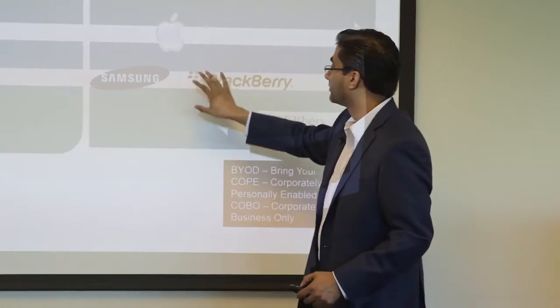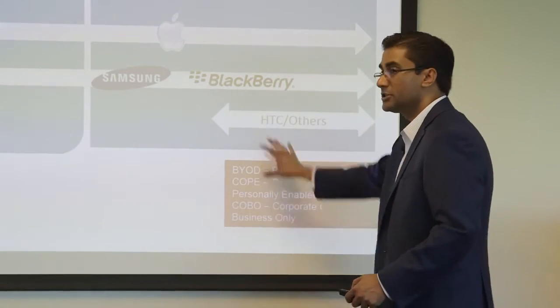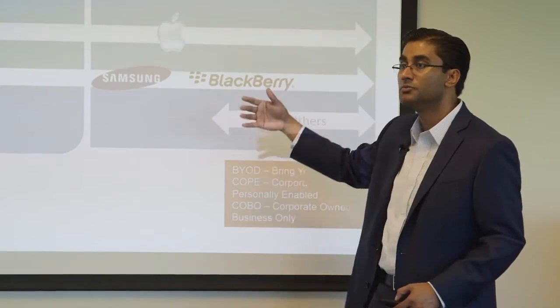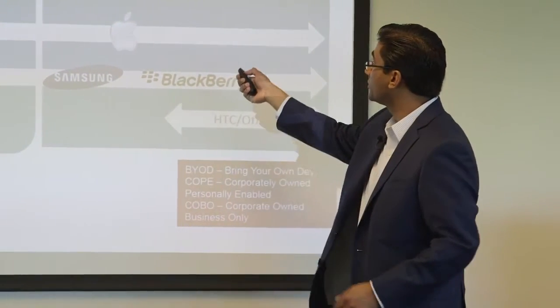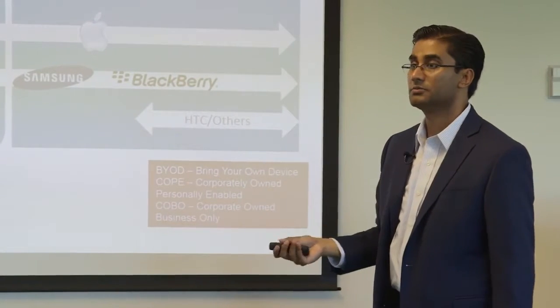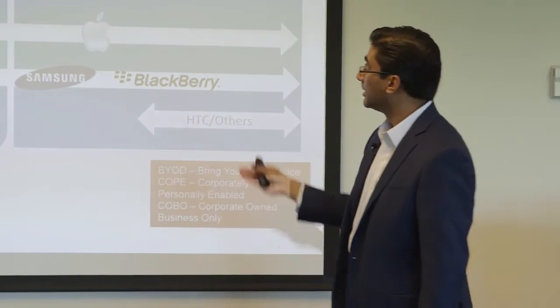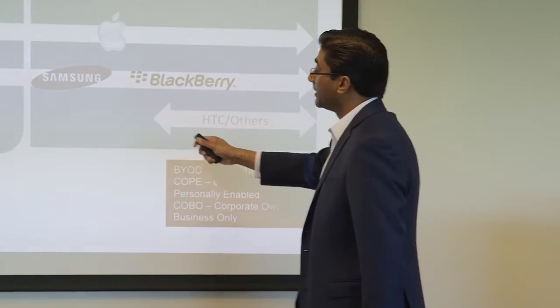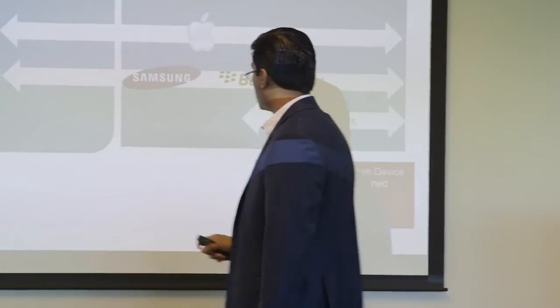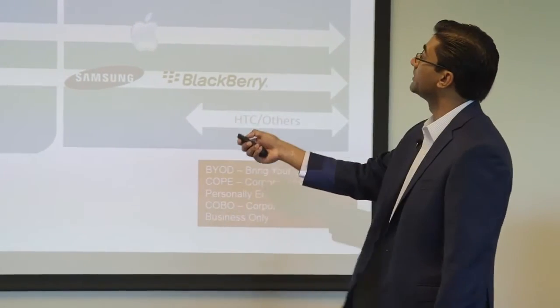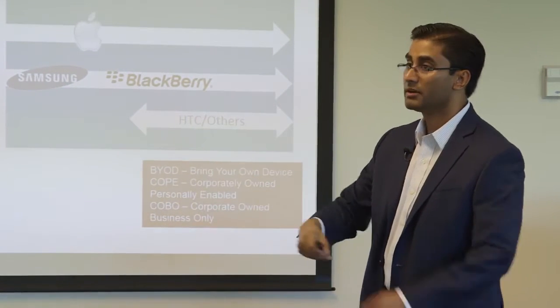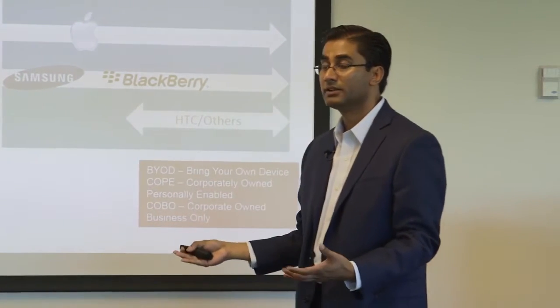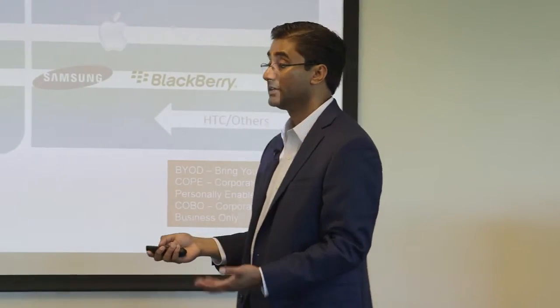Now, if you look at the split of this market, this is where you see Apple, Samsung, BlackBerry, HTC, and other consumer phones and devices. These devices equate to about 219 million units per year in the consumer space. Anything in the COPE space, corporate-owned, personal-enabled, is about 115 million. And COBO, which is where we play, is about 5 million devices a year.